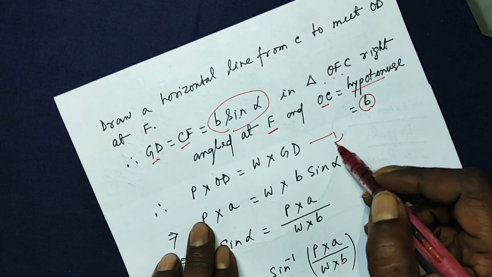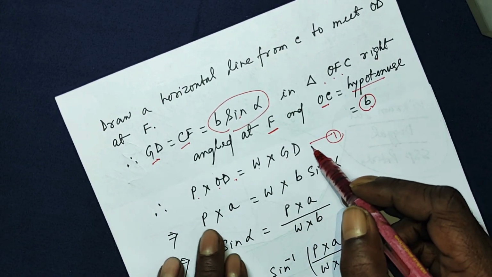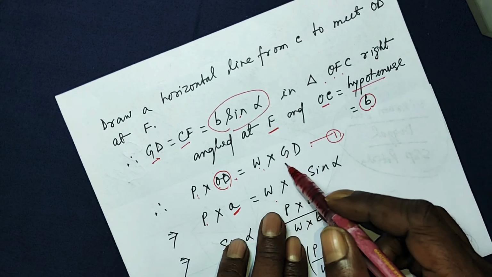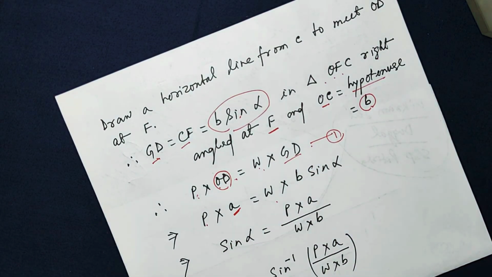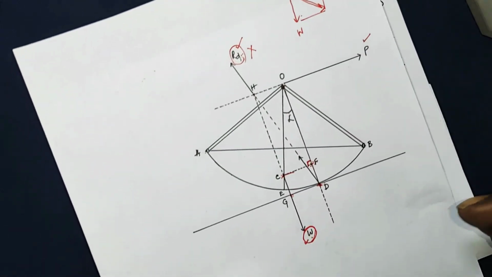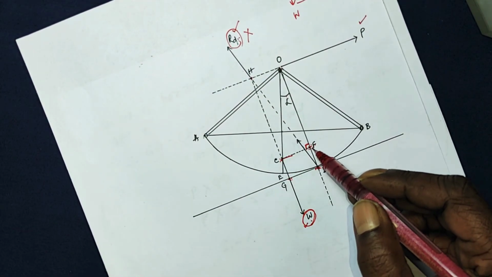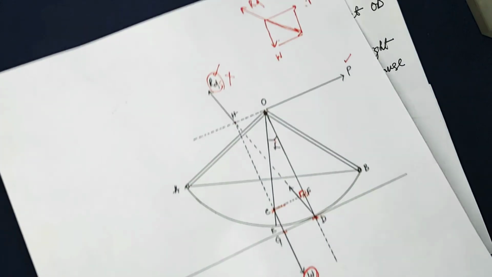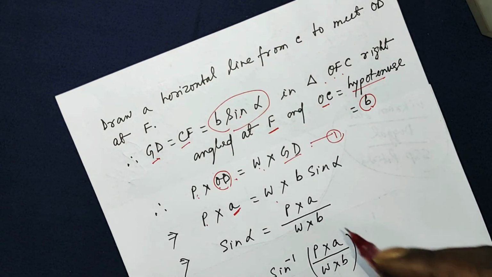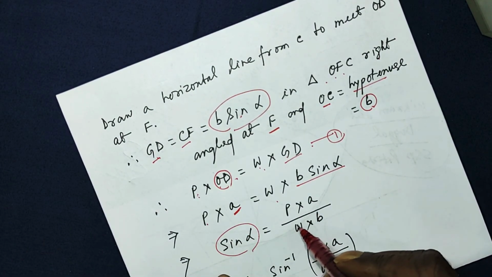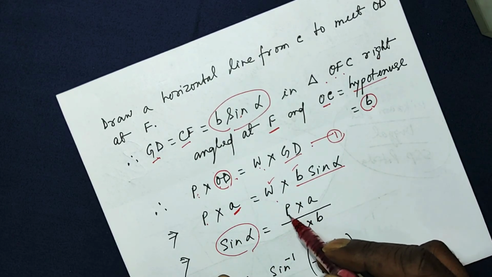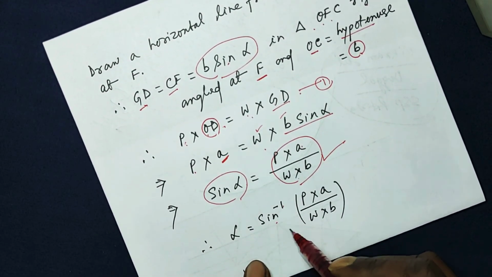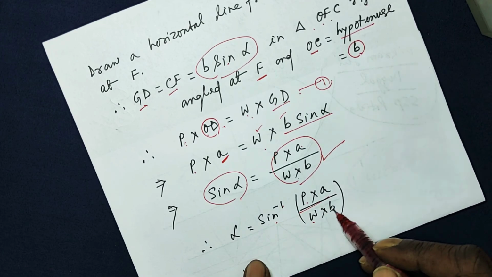So this was your equation 1. So P times OD is W times GD. P remains as P. OD length is the same thing as given as a. W. GD we just found out is the same thing as CF, which we found out from the triangle OFC by taking sine alpha and cross multiplying. So it comes out to be b sine alpha. So your sine alpha is equal to, with W and b coming to the left hand side, P times a over W times b. So alpha is equal to sine inverse of P times a over W times b.